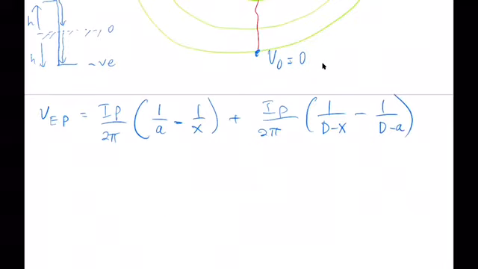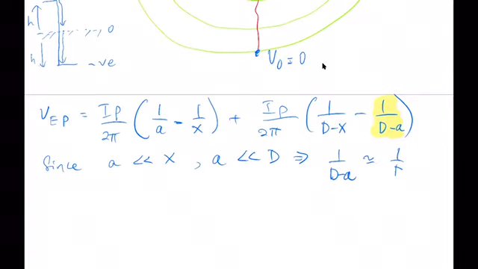Okay, since A is much smaller than X and A is much smaller than D, you can see this term, you can say 1 minus D minus A is roughly 1 over D. Agree? Because big number minus a small number is similar to almost 1 minus D, but the rest is still the same.